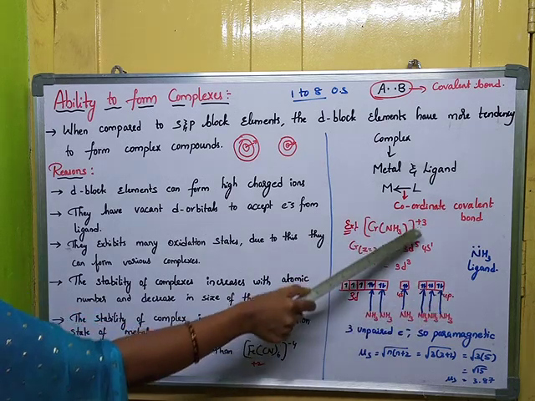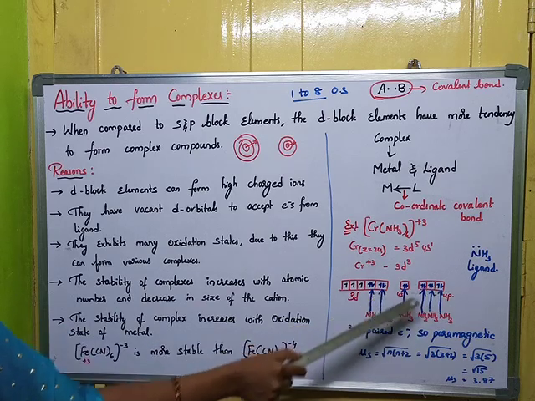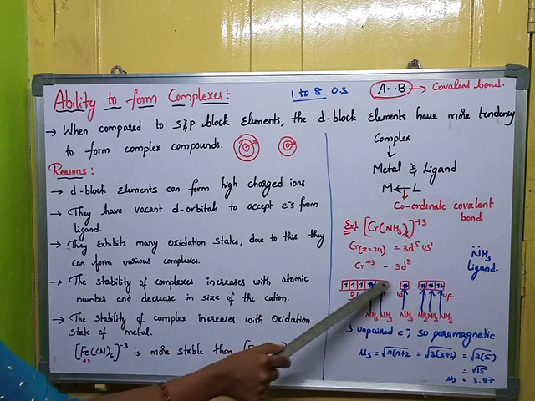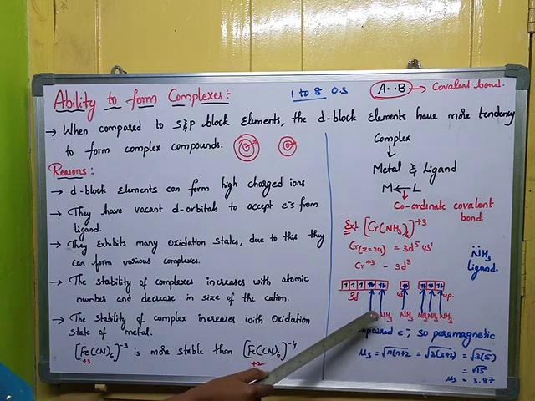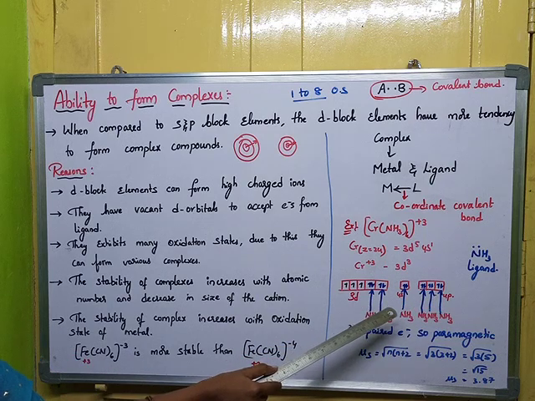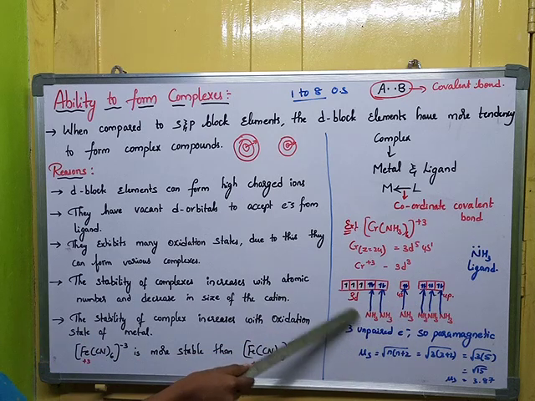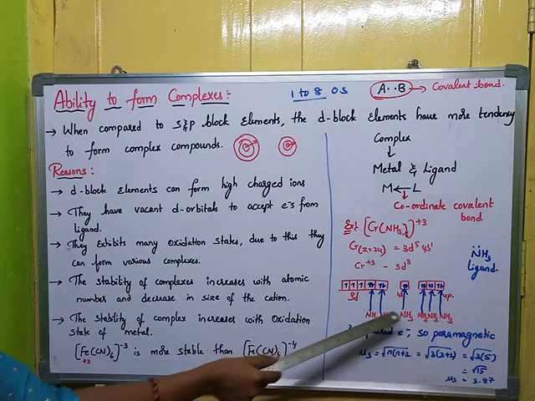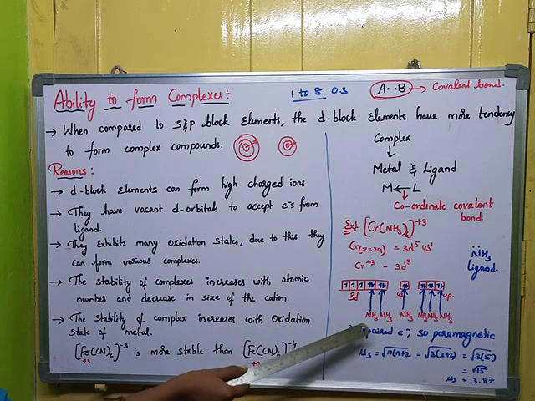We have 6 ligands, and the 6 ligands donate 6 pairs of electrons. Can you see? Here all the vacant orbitals are occupied by the 6 ligand pairs. So totally the ligands donate 12 electrons, 6 pairs of electrons, to the vacant orbitals. You can see here that 3 unpaired electrons are present, so it is paramagnetic in nature. Whenever any complex has unpaired electrons, we call it paramagnetic.